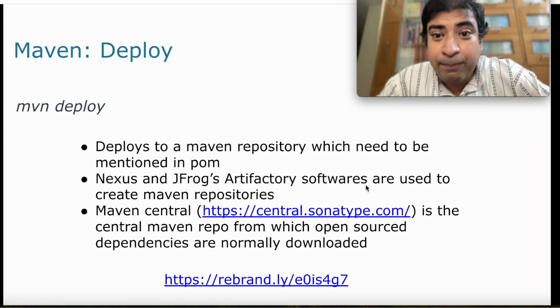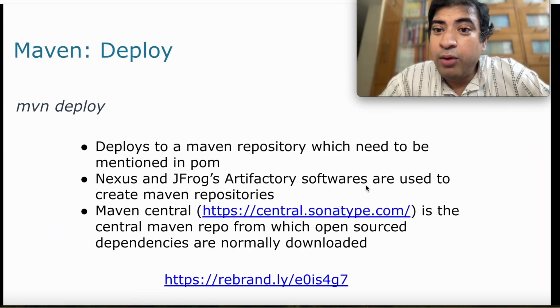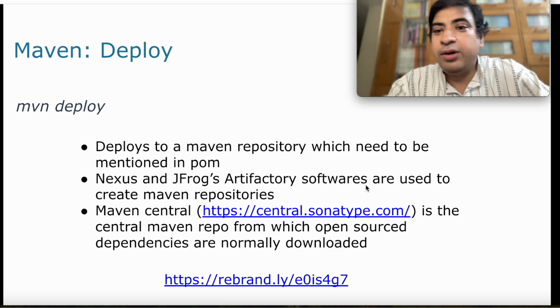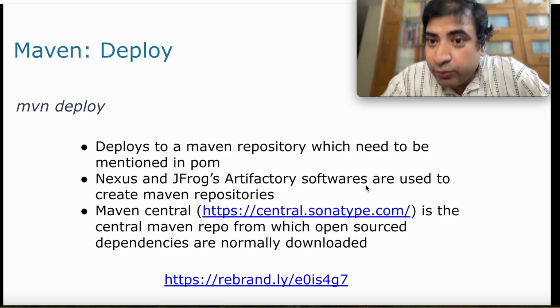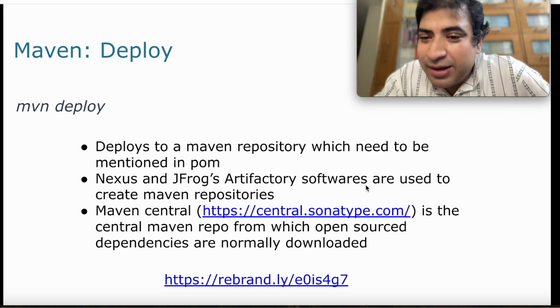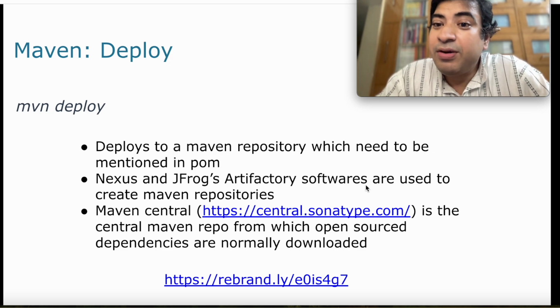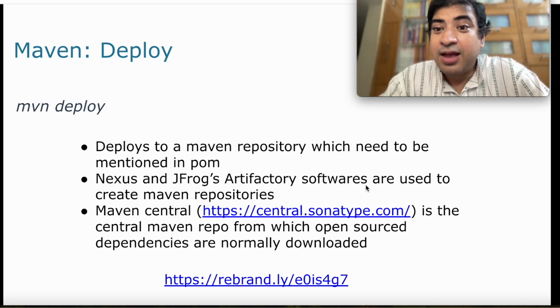Then there is a maven deploy command. In maven deploy, what we normally do is deploy the jar which we created to some remote repository, because once it is deployed to a remote repository, only then can it be reused by somebody else, just like we are using dependencies created by third parties. So we can also create some utilities and upload them to a Maven repository, and then somebody else should be able to find it and use it.